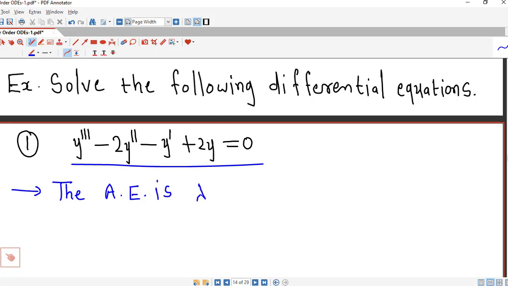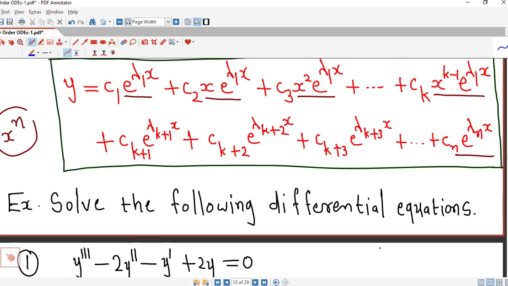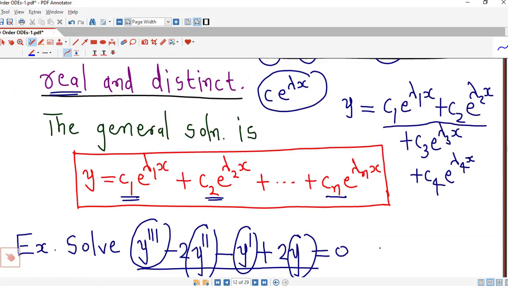So the auxiliary equation is: y triple dash is replaced by lambda cube, y double dash is replaced by lambda square, y dash is replaced by lambda, y is replaced by 2. So here we can take lambda square common. So we have lambda minus 2 here, minus 1, and this is lambda minus 2 equal to 0. So I think we have discussed this here.